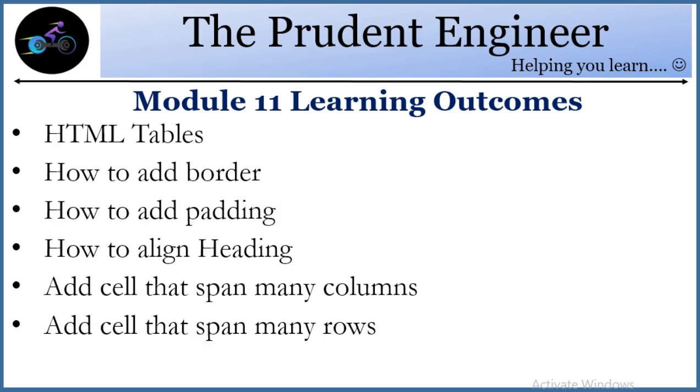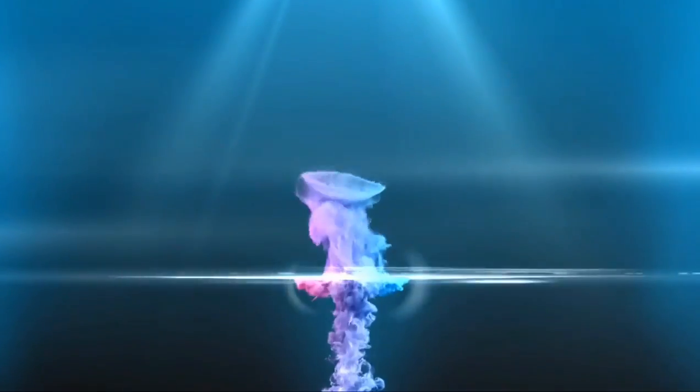In this module we'll be learning about HTML tables: how we can add the border, how we can add the padding, how we can add the headings, how we can align the headings, how we can add a cell that spans into many columns, and how we can add cells that span into many rows. So these are all the outcomes of today's module. Okay, so let's start.